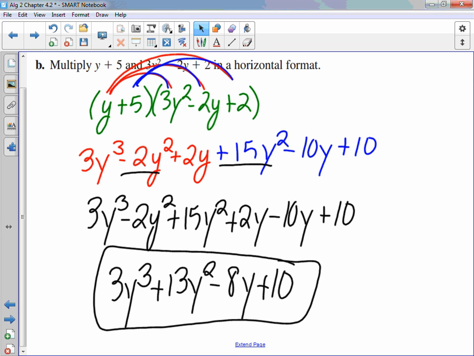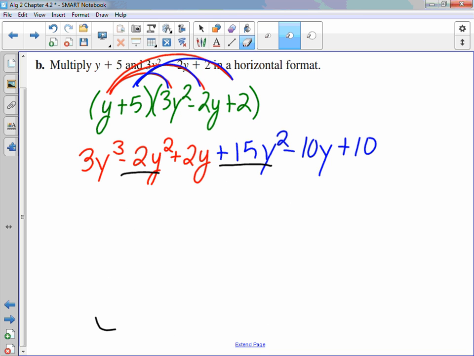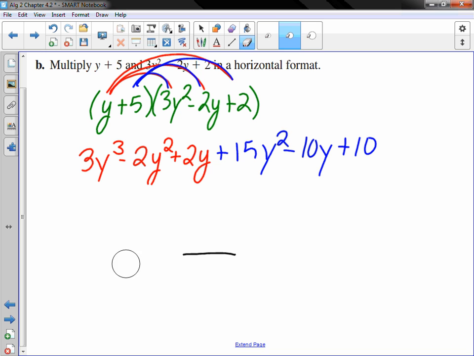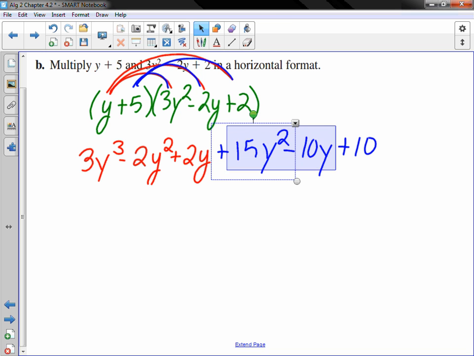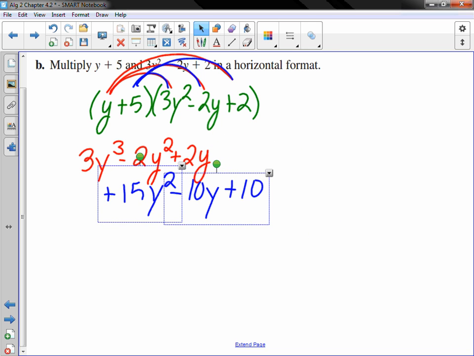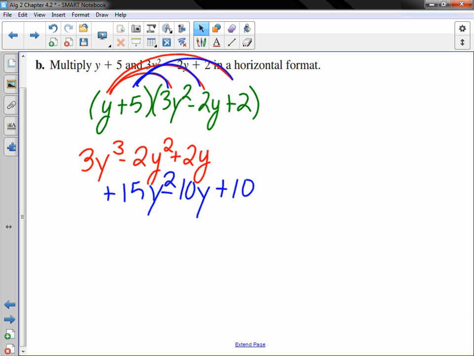Questions on any of this here so far? So it's just combining like terms, yes? And this is what the textbook would say. This is how the textbook would say how to solve this. Erase that. Okay, I'm going to have to... I would have done it like this here.